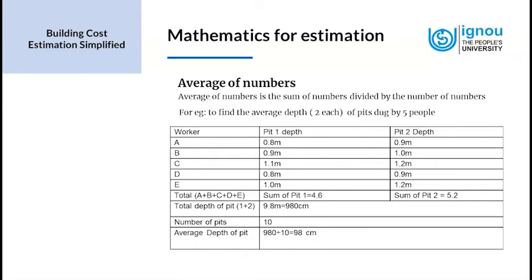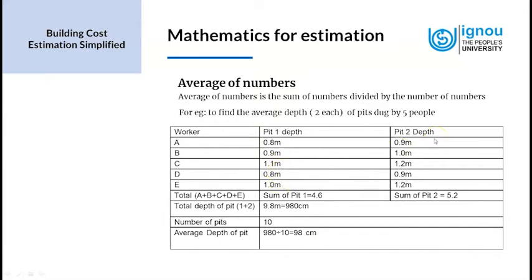We have a situation where 5 people have been assigned to dig 2 pits each per person, maybe for planting trees. And what we want to know is the average depth of the pit. For this, we find the sum of all the pits which have been dug first. Let's name it pit 1. The sum of pit 1 is 4.6, that is by adding 0.8 meters, 0.9 meters, 1.1 meters, 0.8 meters, and 1 meter.